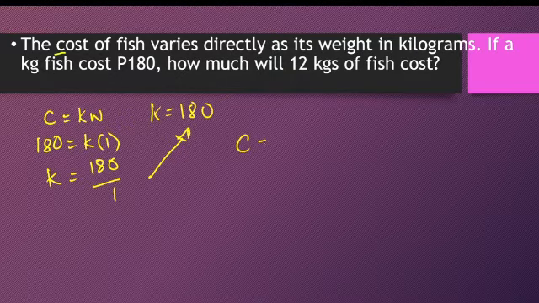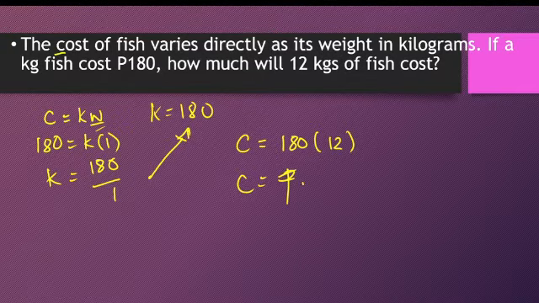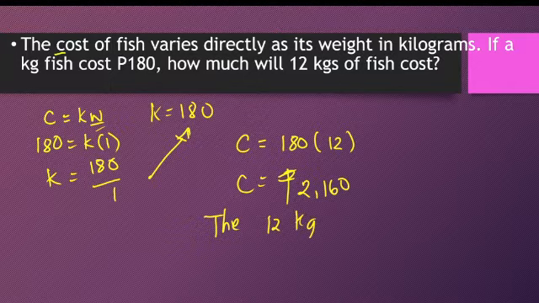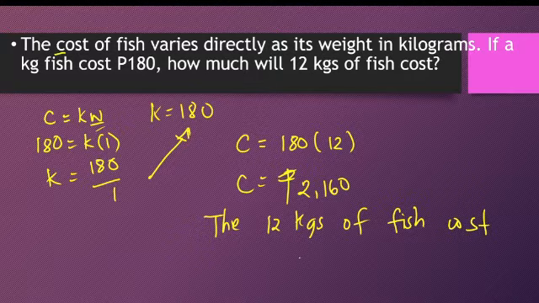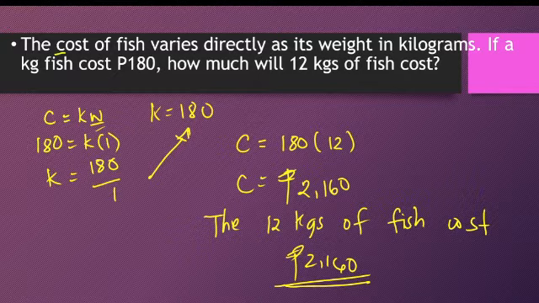So, okay, C, the cost of fish equal to the constant 180 times yung weight, which is 12. Pag minultiply natin yan, 180 times 12, we have 2,160 pesos. So, the 12 kilograms of fish cost 2,160 pesos. Yan. So, this is another direct variation.